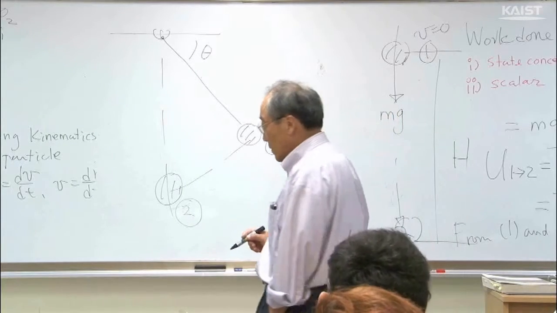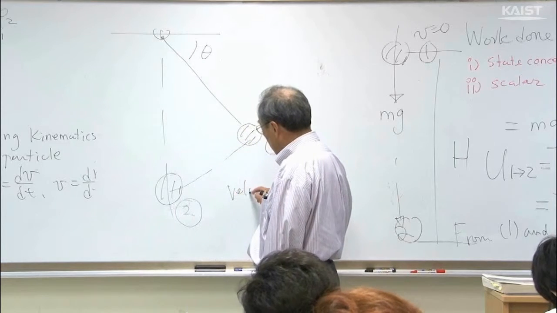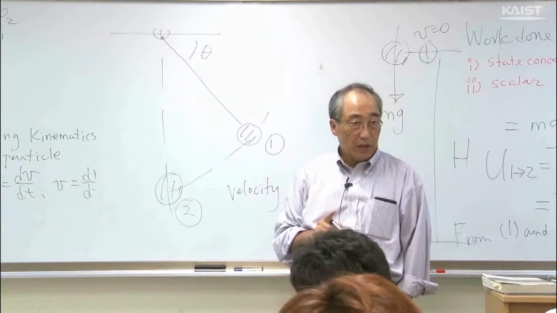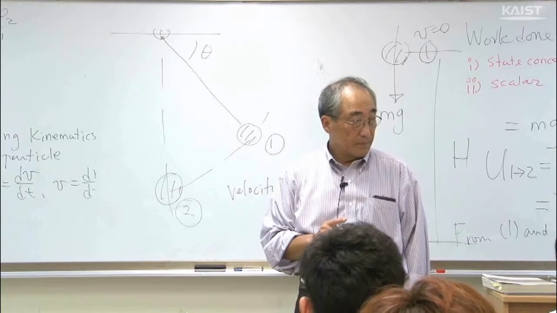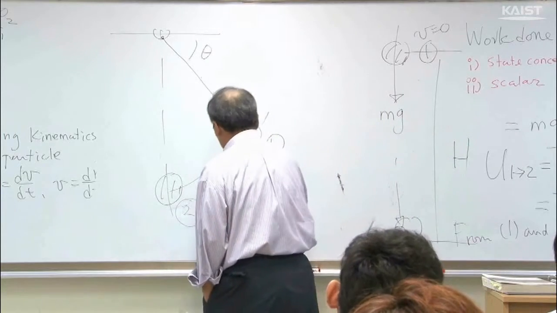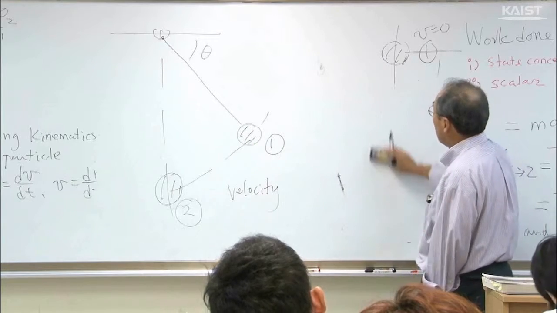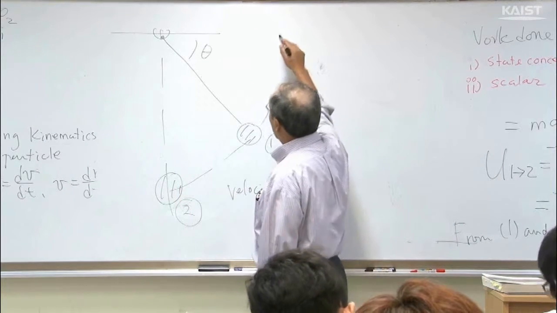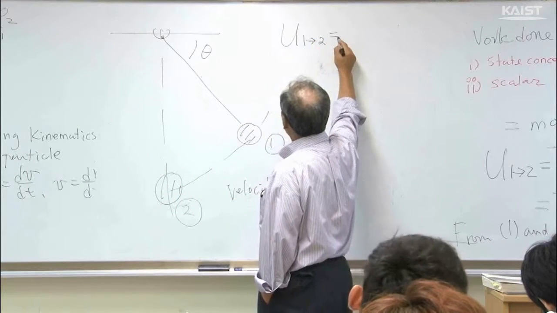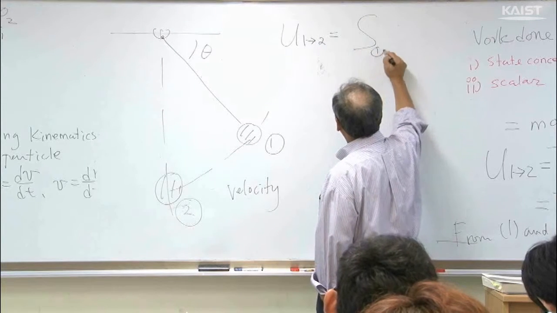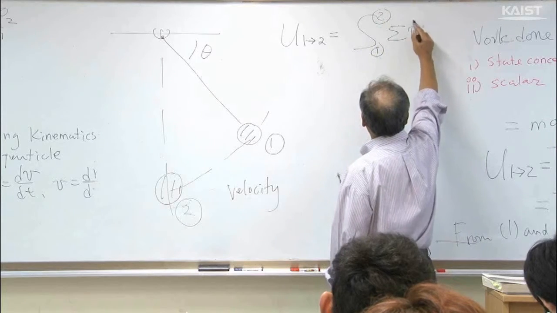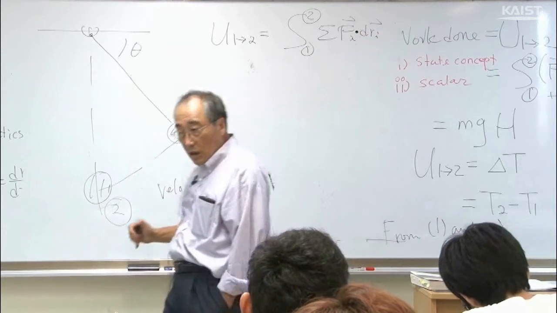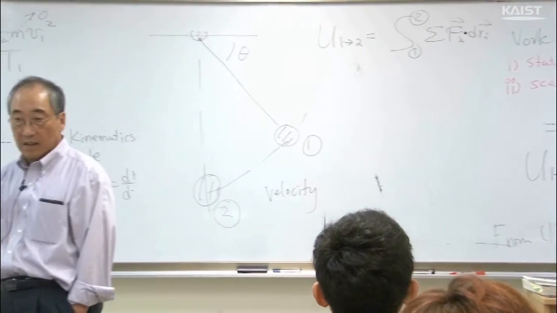Okay, what can I do? Because it involves velocity, not acceleration, I don't have to use Newton's second law. I may choose the principle of work done being equal to change of kinetic energy. Let's use that concept to get the velocity of the pendulum at this point. Work done from 1 to 2 has to be equal to the summation of all work done on this element, right?